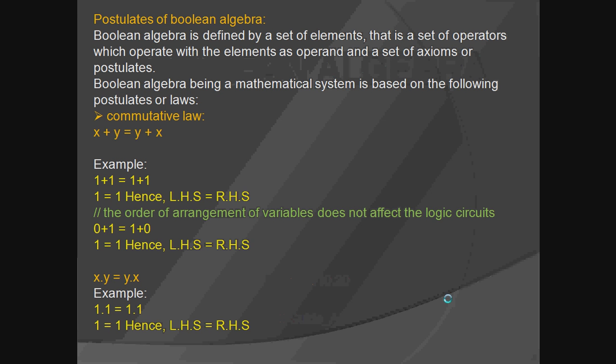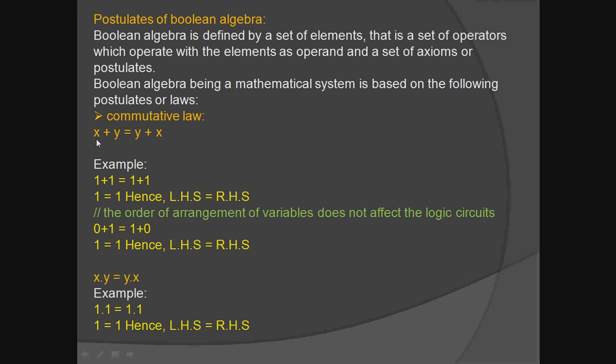So today we'll discuss the postulates or laws of Boolean algebra. Boolean algebra is defined by a set of elements, a set of operators which operate with the elements as operands, and a set of axioms or postulates. So Boolean algebra, being a mathematical system, is based on the following postulates or laws. The first one is the commutative law. It states that x plus y equals y plus x. These are the operands, and this is the operator.